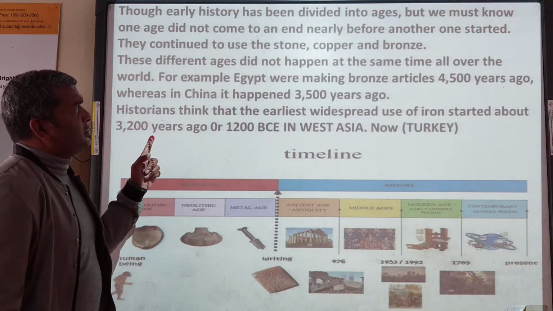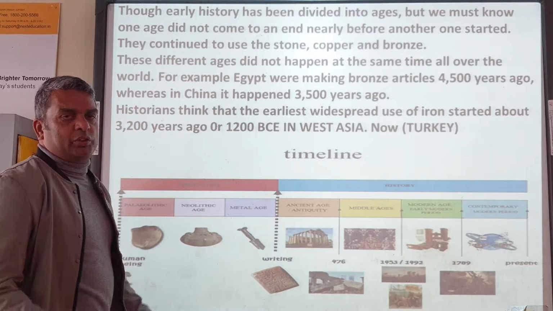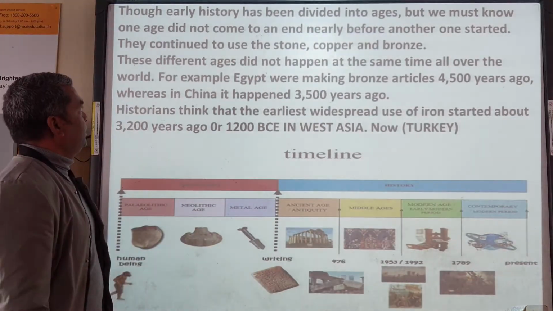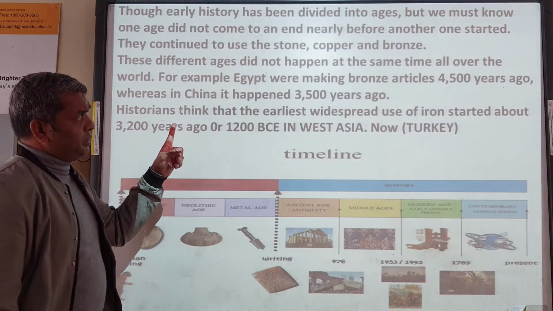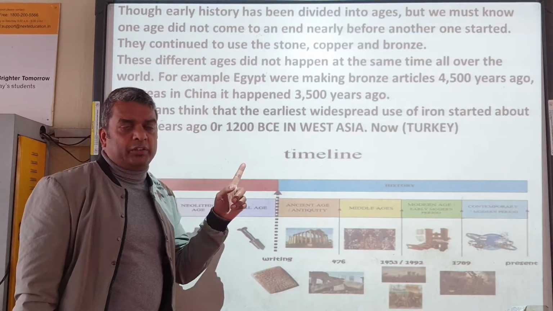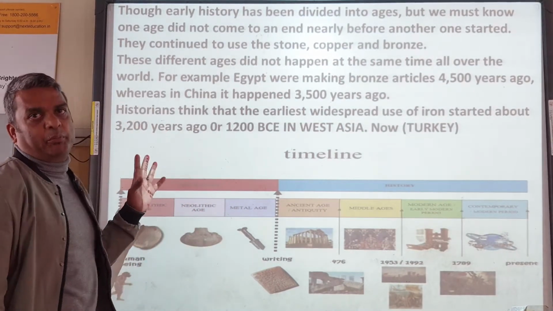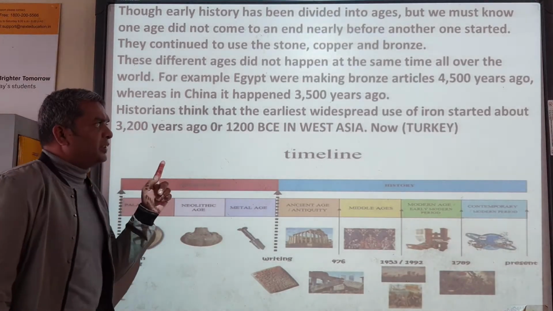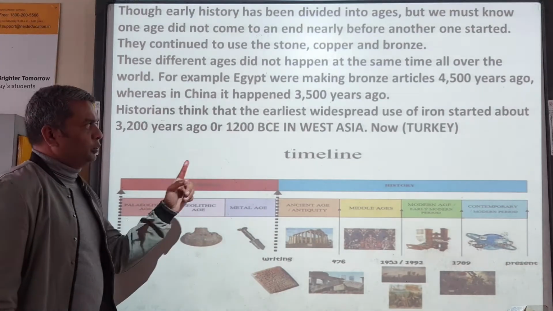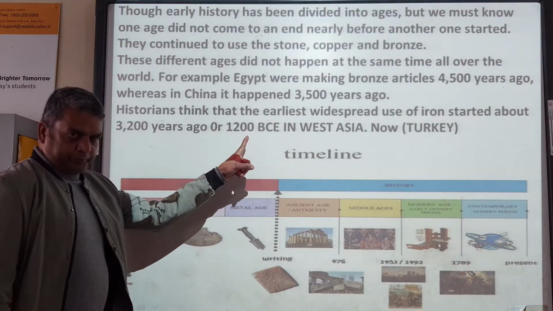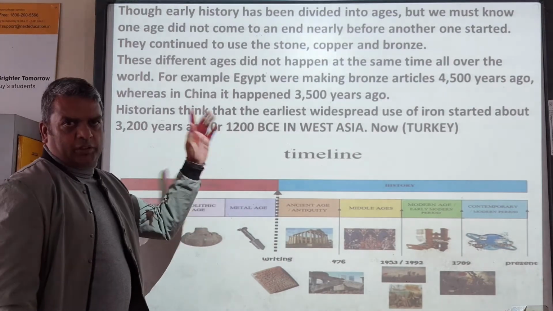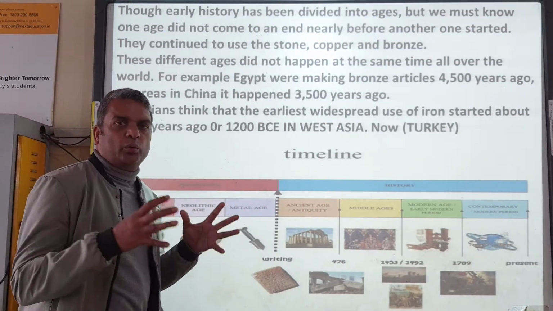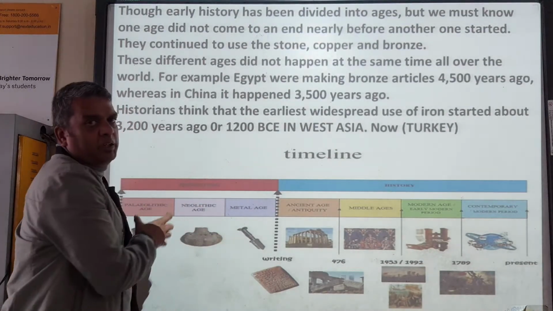Remember this. These different ages did not happen at the same time all over the world. Civilization took place part by part when people traveled from one place to another. For example, in Egypt they were making bronze tools 4500 years ago, whereas in China they were making the same tools 3500 years ago. So see the difference. Historians think that the earliest widespread use of iron started about 3200 years ago, or 1200 BCE. Now what does BCE mean? Before Christ, in the beginning, but now it's used as Before Common Era, because we don't know exactly which dates, so we just assume a date is given.